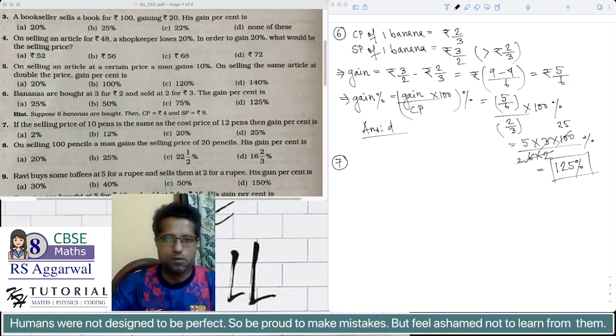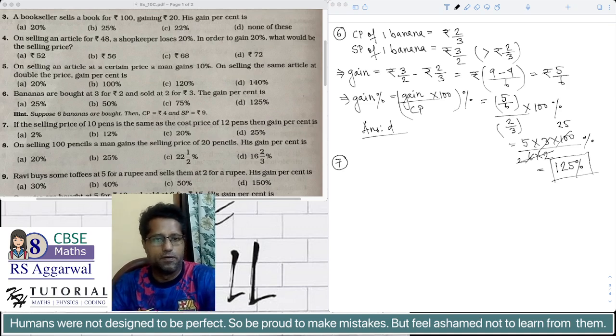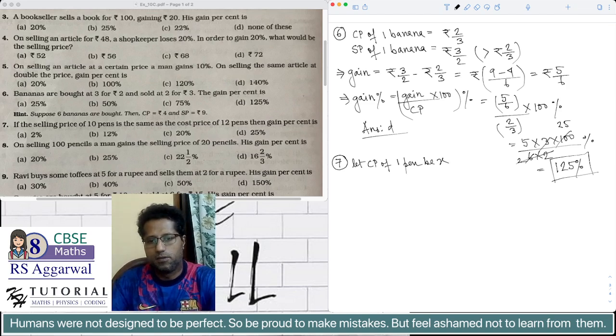Okay, so question number 7. Let the cost price (CP) of 1 pen be x. This implies the cost price of 12 pens will be 12x.